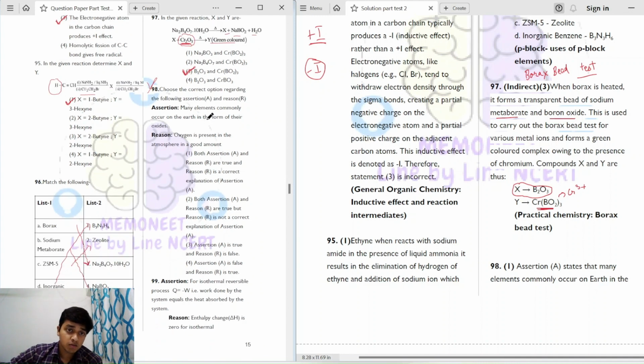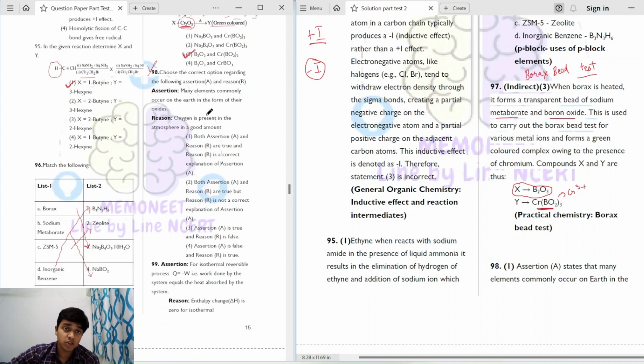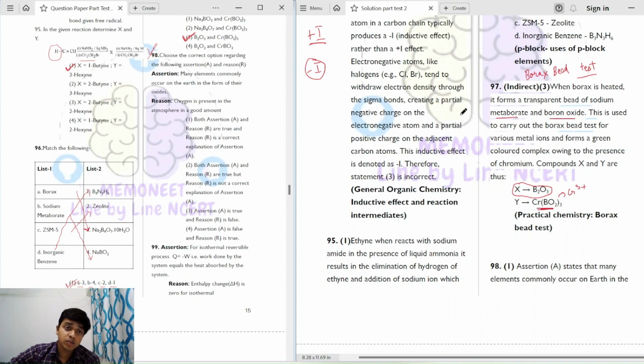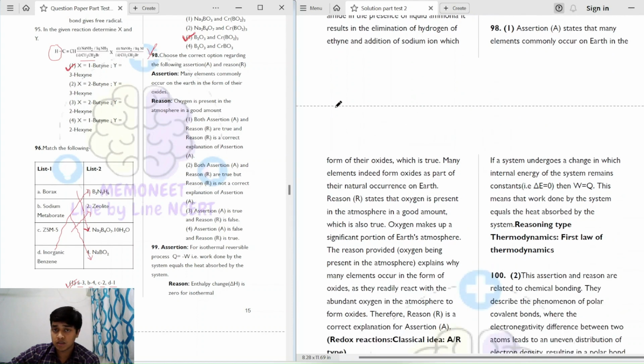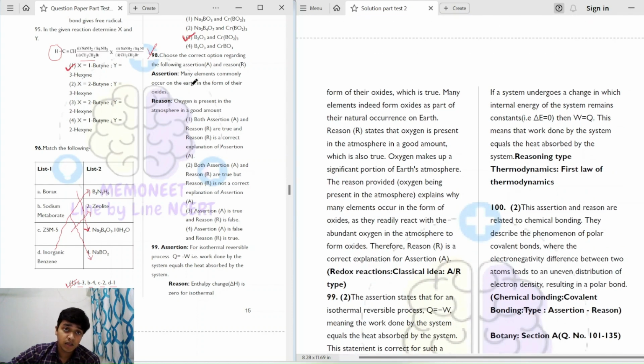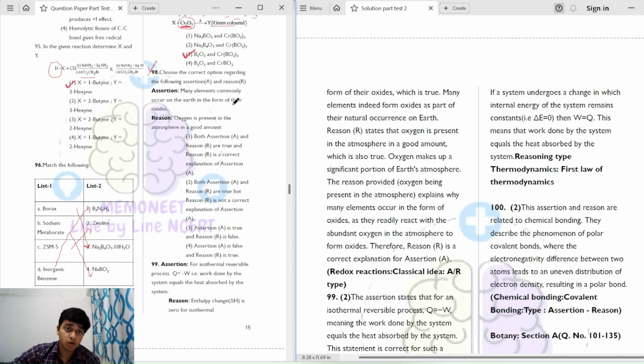Moving on to the next question, question number 98. It's an assertion reasoning type question. So the assertion says many elements commonly occur on the earth in the form of their oxides. This is a true statement because in many of the ores we see that the metals are present in the form of their oxides. And this happens because we know that oxygen is very reactive and oxygen is present in a good amount in the atmosphere. So when there is a lot of oxygen present in abundance, as well as oxygen is a reactive and electronegative gas, it reacts with the metals, and most of the ores are present in the form of the oxides. So assertion is the correct statement.